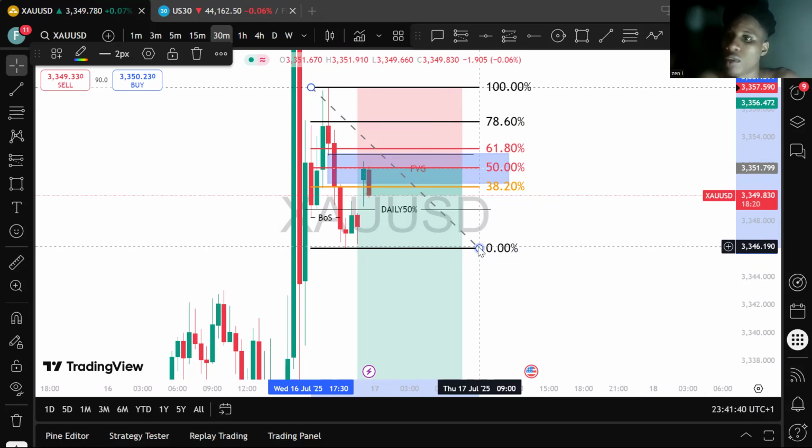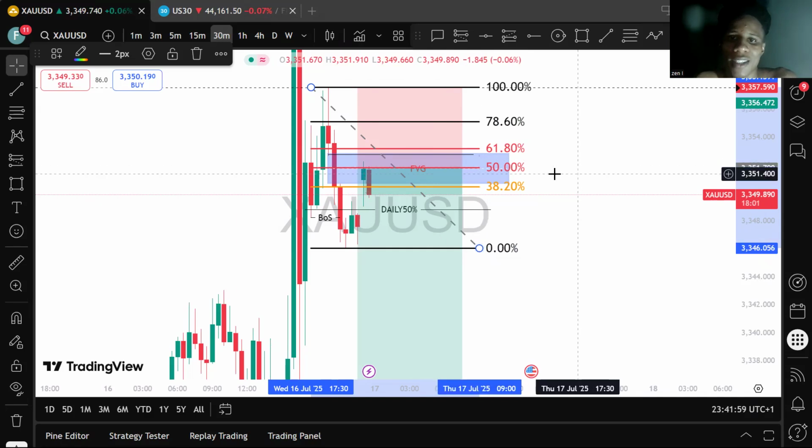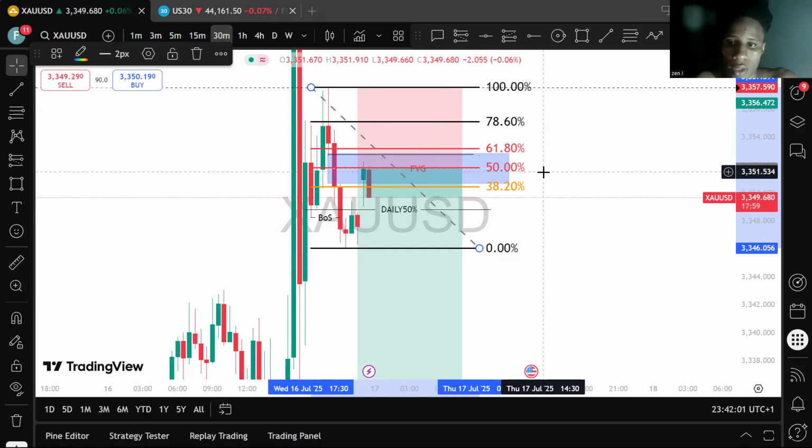I wanted to trade off the fair value gap because this week I've been missing a lot of trades. At times I wait for the order block and price does not get to the order block. Price just reacts off the fair value gap. So I'm like, okay, today I think I'll take a fair value gap trade. So I decided to take a fair value gap trade, right?